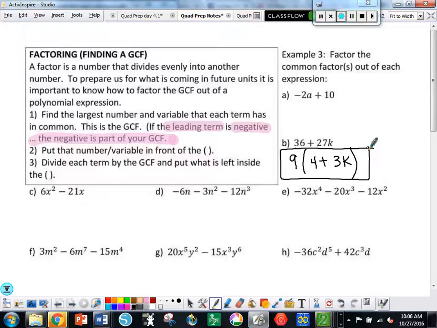Okay, looking back on part A, what number goes into both of those? We can look at it as a 2, but then it tells us if the leading term is negative, this one is, I'm going to pull out a negative as well. Again, why? Because it makes next time a lot easier. Our whole goal is to make inside of here this first number positive. Now, if we divide that out, negative 2 divided by a negative 2 is a 1, and then we just have that A. A positive 10 divided by a negative 2 is negative 5.